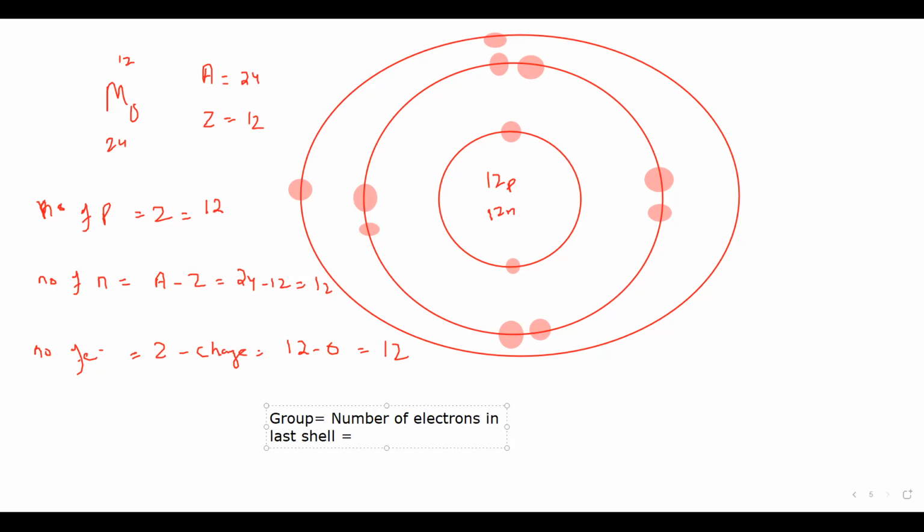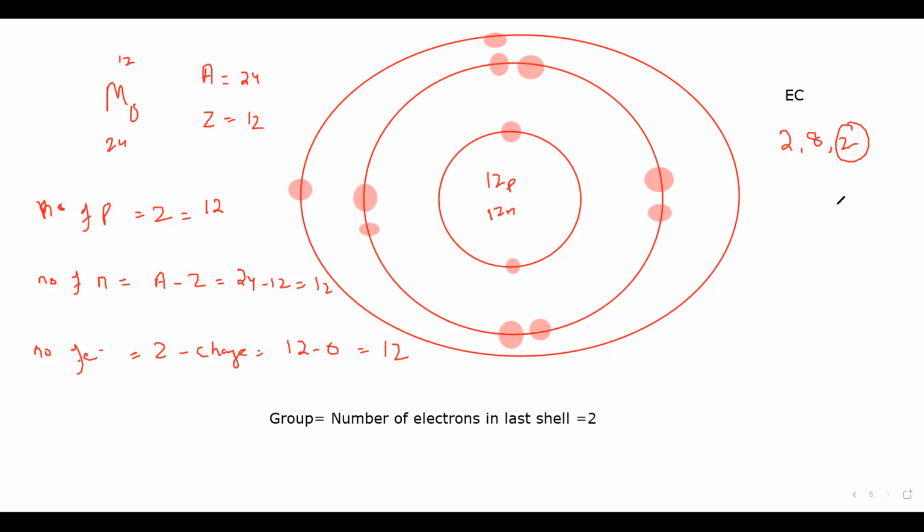So there are 2 electrons in the last shell, so it is in group 2. And what about electronic configuration? I'm writing in short EC, meaning electronic configuration. So what will be the electronic configuration of this magnesium atom? It will be 2, 8, 2.